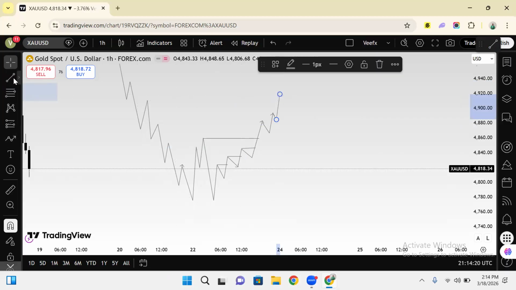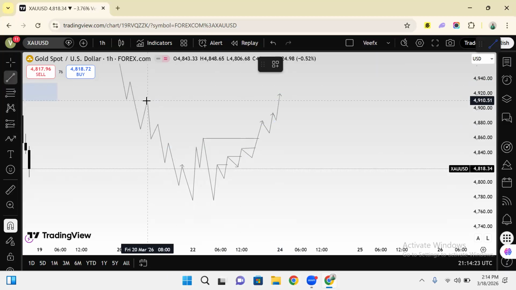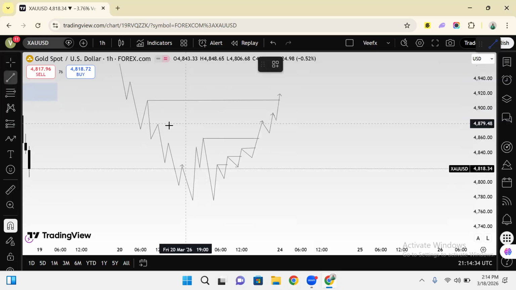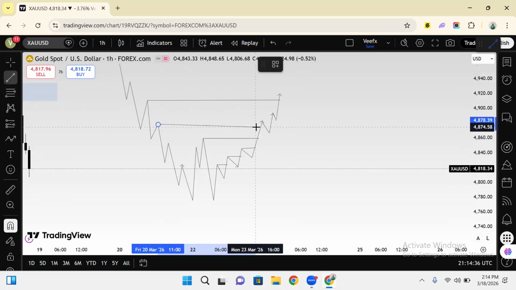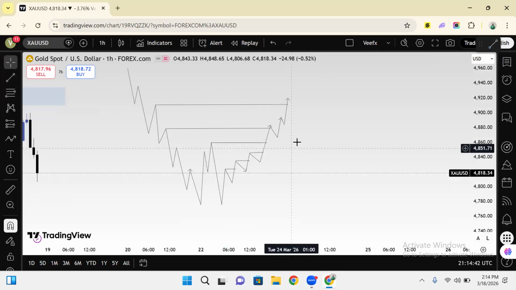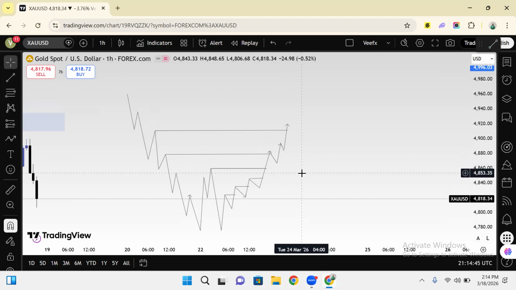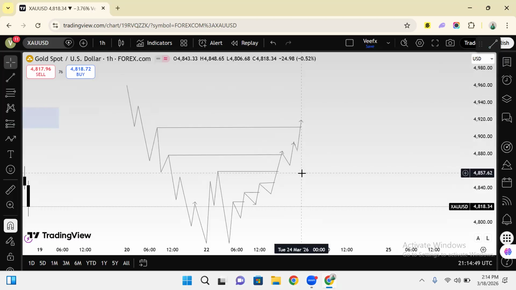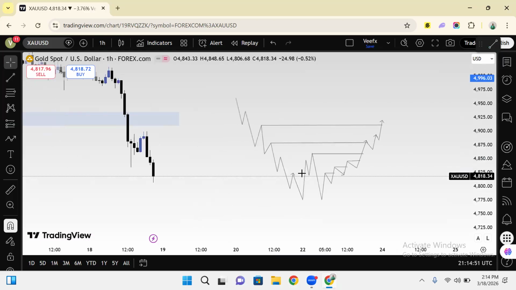This is also another multiple break of structure that you can look out for to join the trend. Are you guys following? So this is the concept of multiple break of structures.